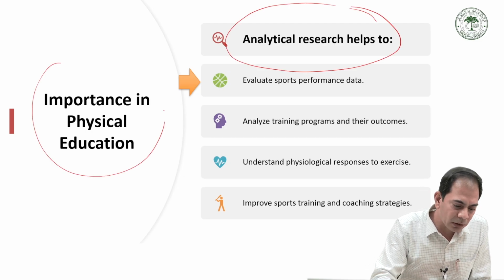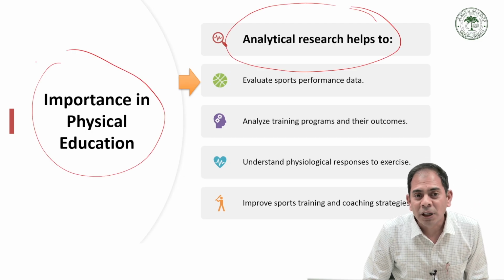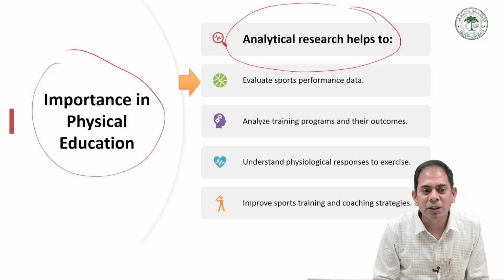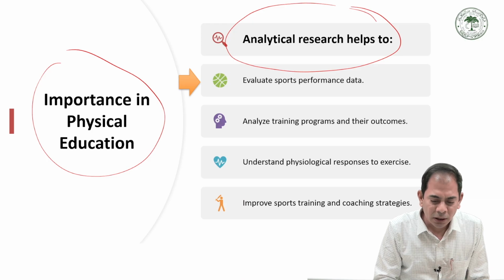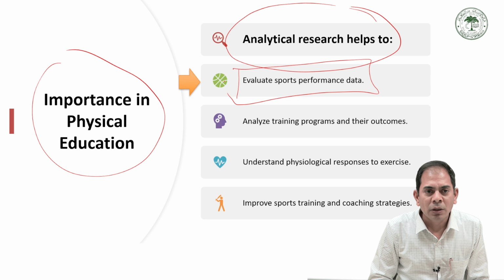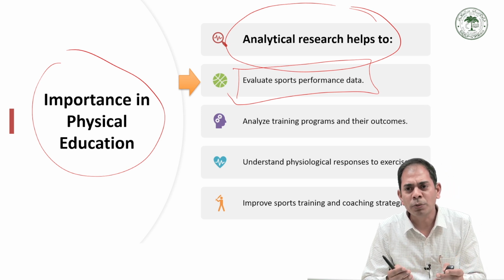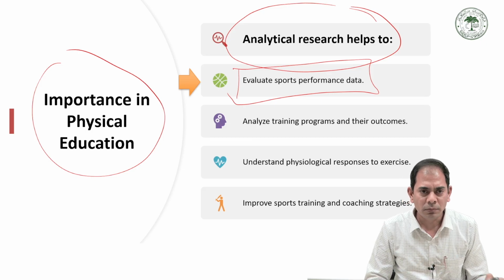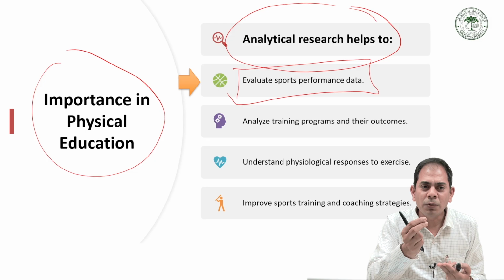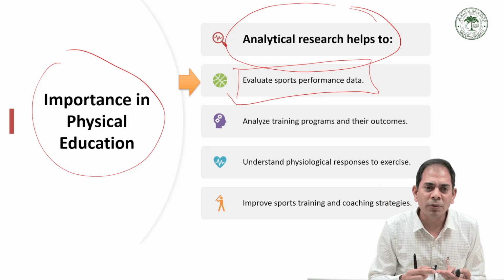Next thing is, here we discuss analytical research, and the important thing is the importance of analytical research in the field of physical education and sports sciences. The first important thing is to evaluate sport performance data. Analytical research helps the researcher to carefully examine sport performance records and results. It is also helpful to identify strengths, weaknesses, what type of pattern is going on, and areas for improvement in the performance. Once these are found, we work on them and enhance the performance.